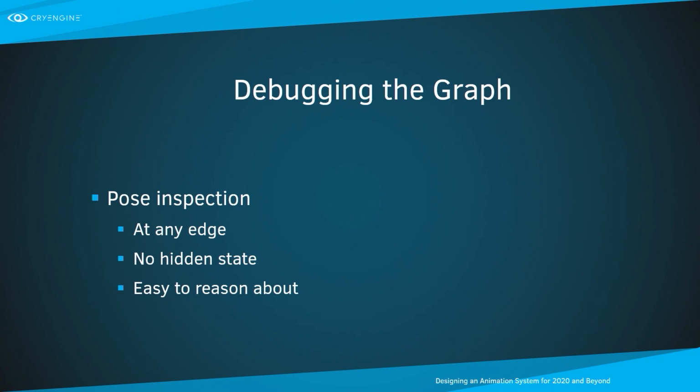Since there is no hidden state within the graph itself, it's easy to reason about where that motion came from. It's essentially, well, pretty obvious. If you look at the highlighted parts of the graph which are currently active and contributing to the pose you're looking at, and you know there are no state machines running behind that, it's very easy to just track where parts of the motion came from.